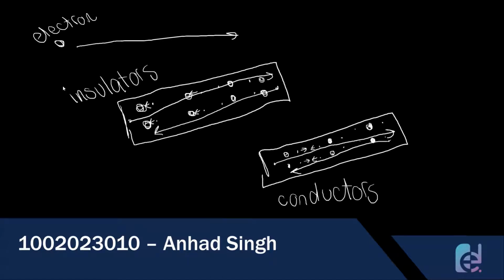And that's basically how some materials make it easy for electricity to flow through them, and some materials make it hard for electricity to flow through them. But electricity isn't just random electrons moving around, you see.